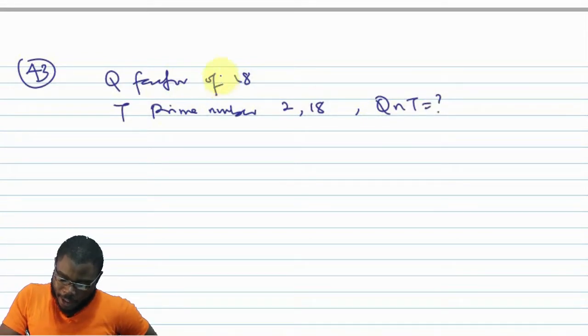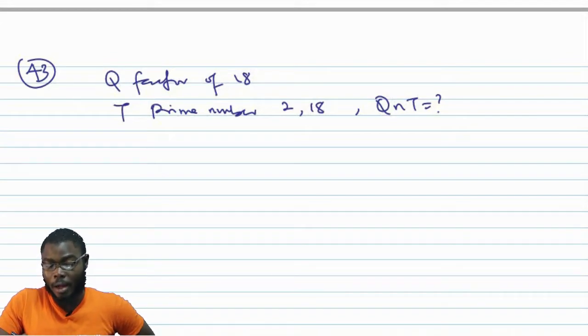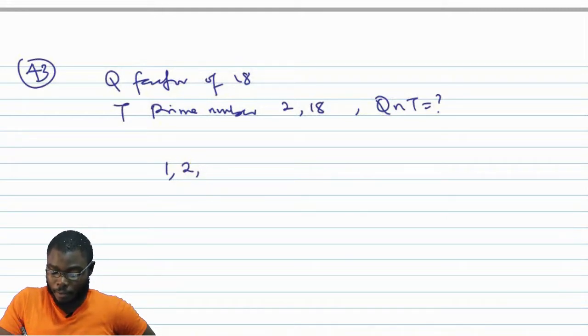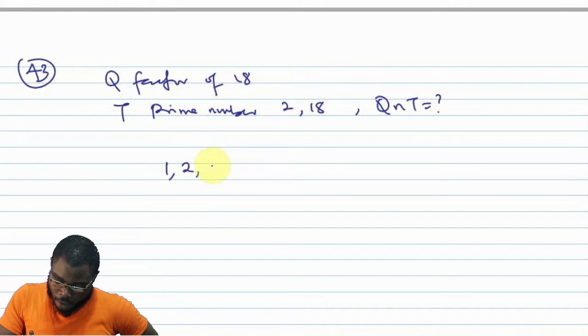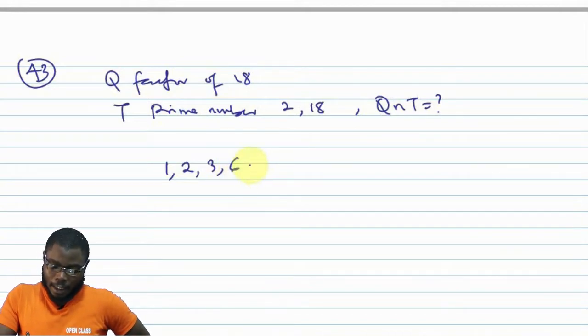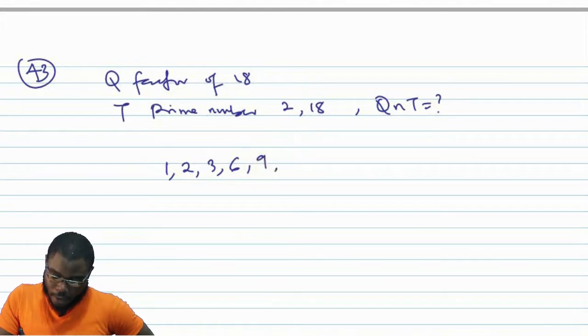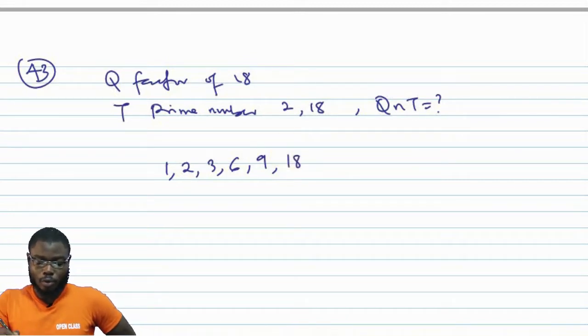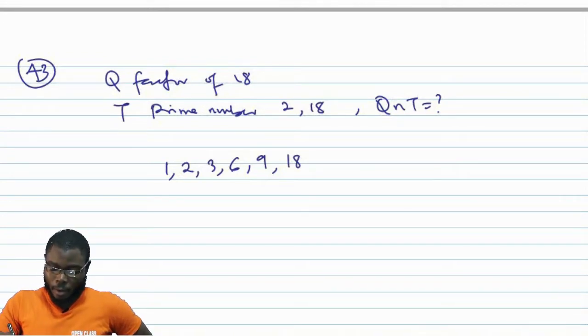Now, what are the factors of 18? The factors of 18 are numbers that divide 18 without fraction. So we have 1 as one of them. Then 2 will divide 18, 18 divided by 2 gives 9. Then 3, 3 times 6 gives us 18. Then 6, 6 times 3 gives 18. And 9 times 2 gives us 18, and 18 itself. So the factors of 18 are 1, 2, 3, 6, 9, and 18. All these divide 18 without fraction.